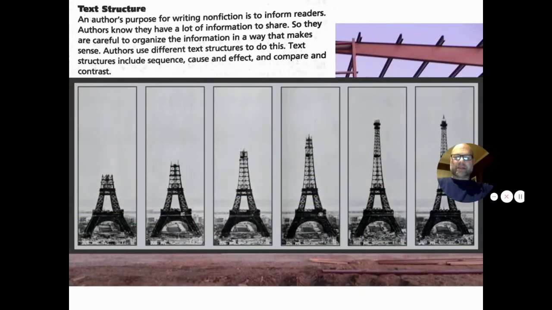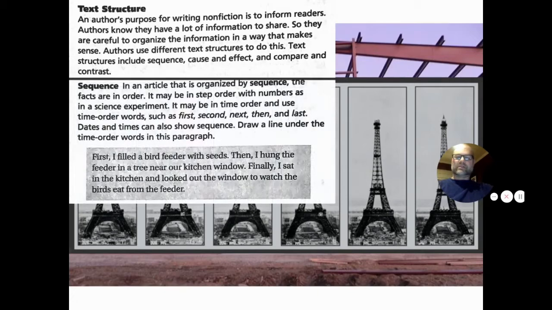What do you see happening here? The Eiffel Tower is being built. Do you think that they start with the top? No, they start with the base of the Eiffel Tower and they work their way up. This is considered sequence, going in a logical order, right? In an article that is organized by sequence, the facts are in order.